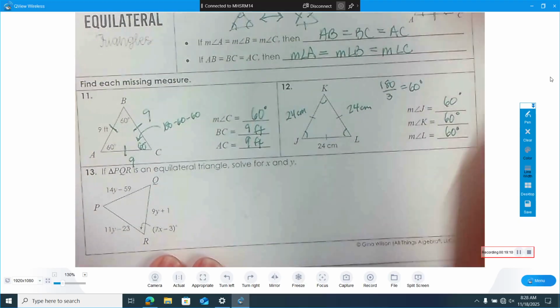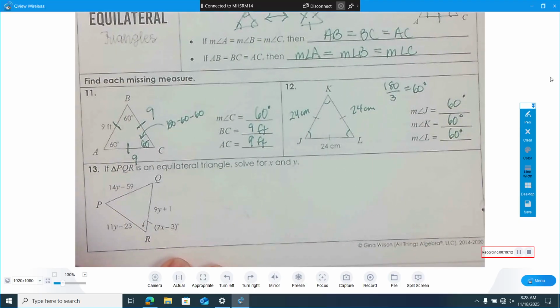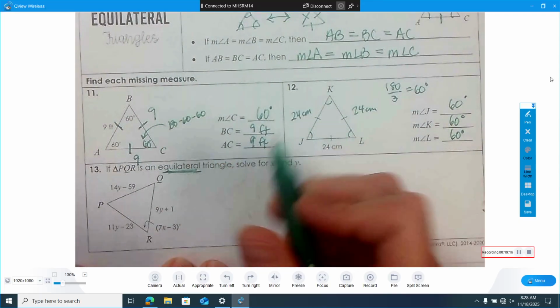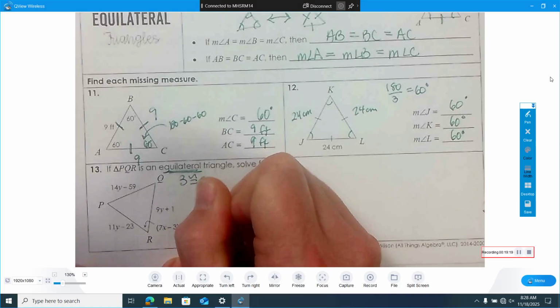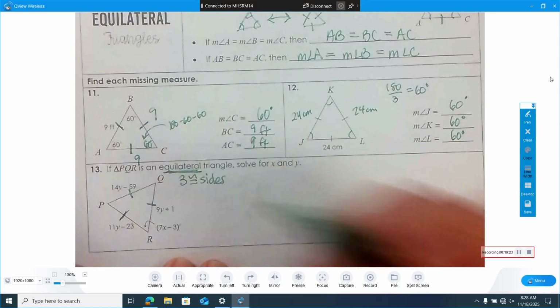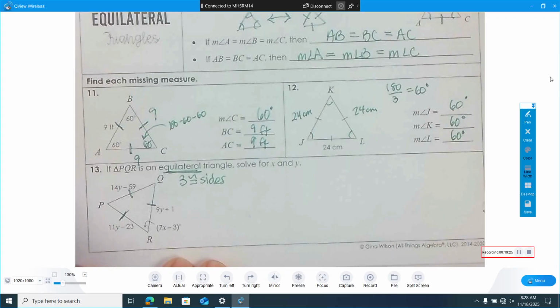All right, number 13, triangle PQR is an equilateral. What does equilateral mean? 3 congruent sides. All right, 3 congruent sides. Solve for x and y. So we know that because it's equilateral, we have 3 congruent sides. What's an equation that I can write?